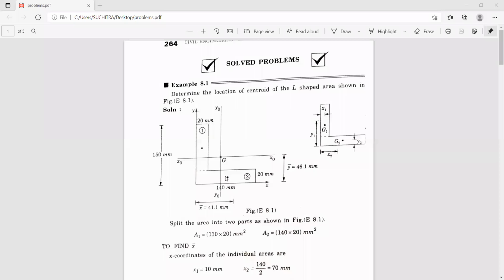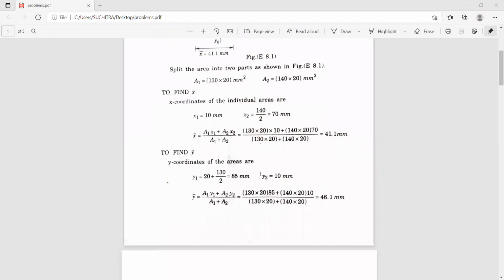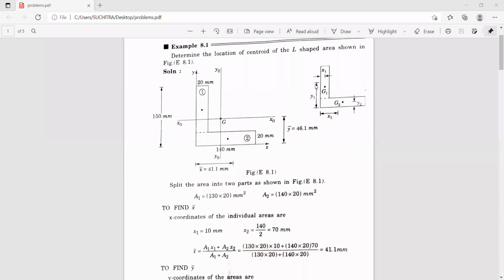Next, y2 is nothing but the height from the x-axis up to this point. This height is y2, which is half of this, that is 20 divided by 2. So from this point to this point it is 10 millimeters. So now you can see here y2 is 10 millimeters. So we have found x1, x2, y1, y2, and we know A1, A2. Thereby we can calculate x bar. X bar is A1 x1 plus A2 x2 divided by A1 plus A2, so it works out to be 41.1 millimeters.